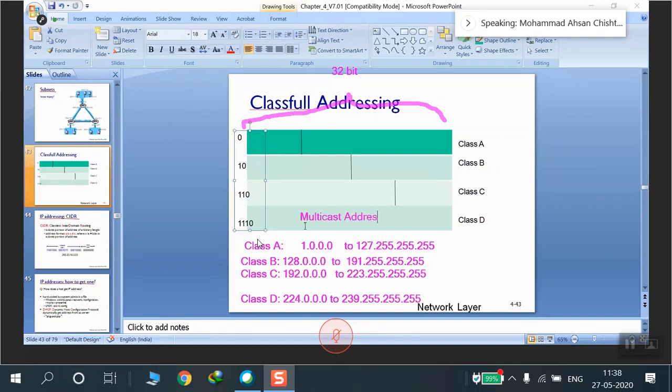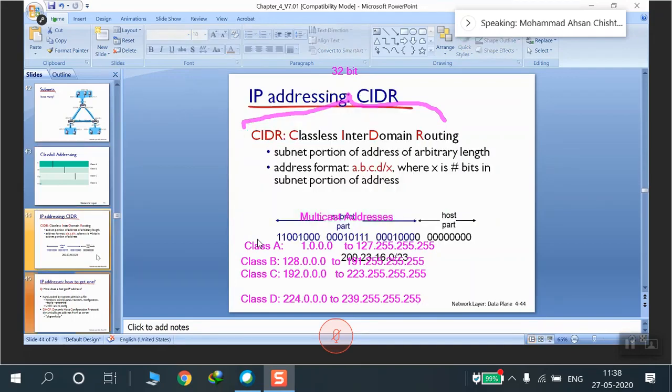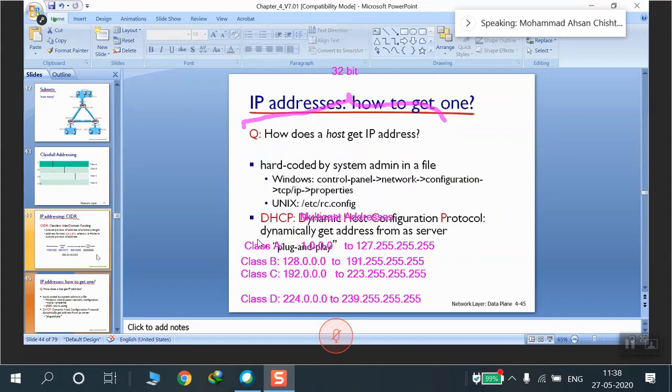These are reserved addresses. Any questions till now? No? Any questions? Okay, if you don't have any questions, I'll move to the next part.